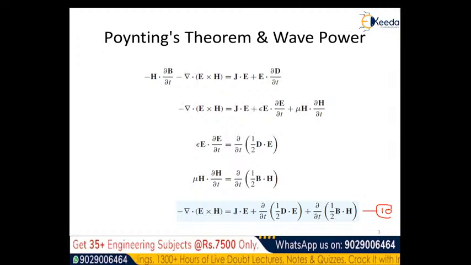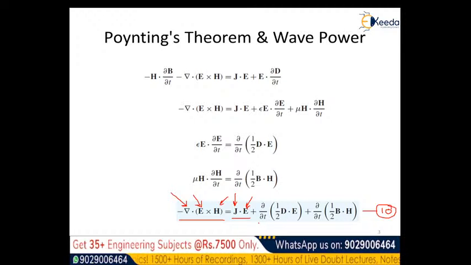Now in equation number 10, you see on the left hand side, no change: minus of the vector differential operator denoted by del having scalar multiplication with the bracket that has the cross multiplication of electric field intensity and the magnetic field intensity. This is equal to, here we have J dot E, the current density having scalar multiplication with electric field intensity as it is.